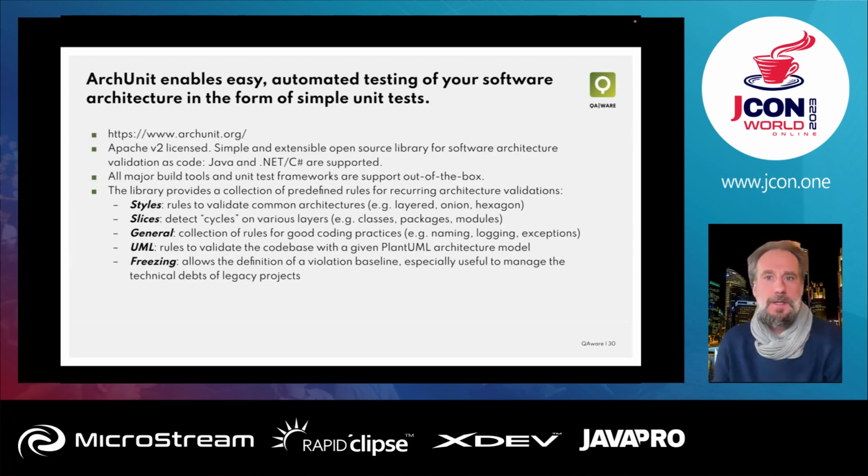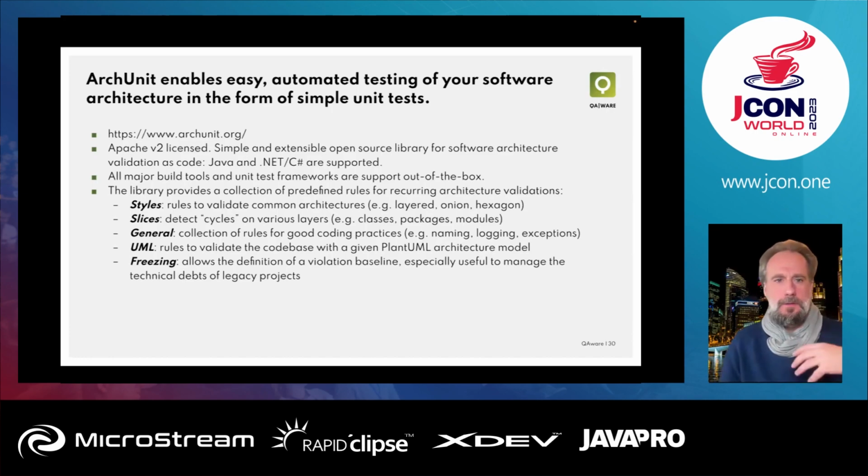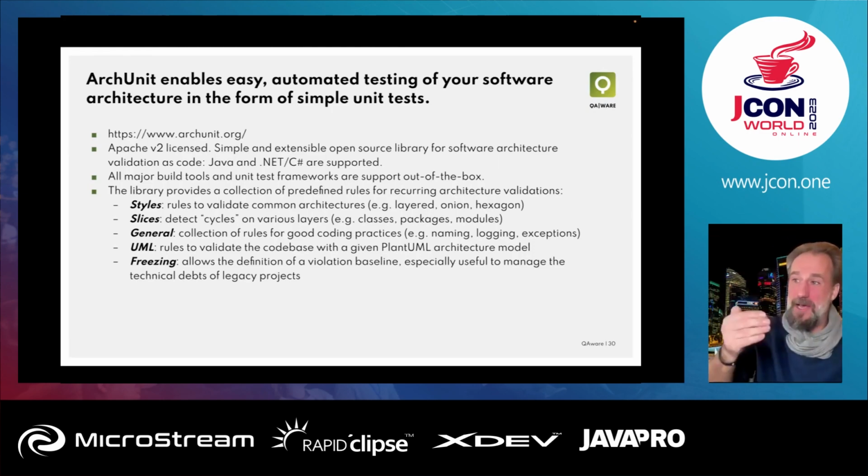It's kind of an easy way how you can codify the software architecture rules and verify them using a plain unit test. So it's a cool open source library, and you can codify rules for common architectures: layered, onion, hexagon. You can find cycles between classes and packages very easily. You can enforce good coding practices on naming and logging, for example. You can even validate a code base against a PlantUML diagram.